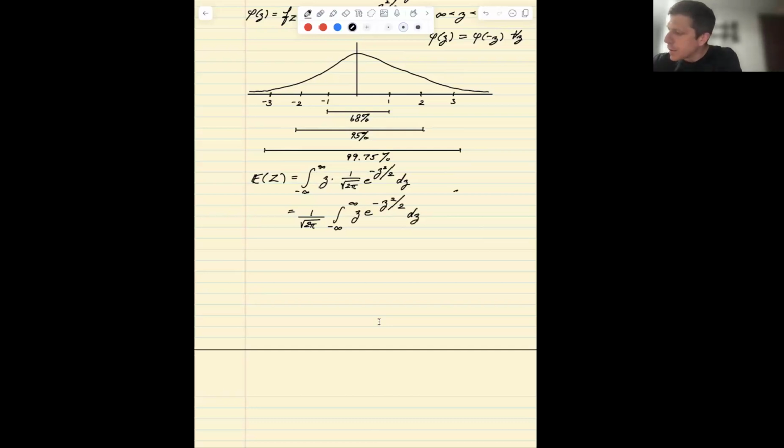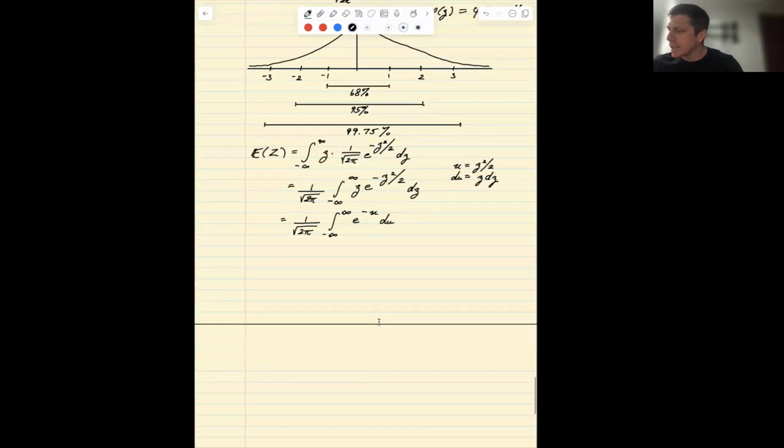Okay, but this can be integrated by parts. If we integrate by parts, we would say u is equal to z squared over 2. du is equal to z dz. And we would be left with 1 over the square root of 2 pi, e to the minus u du.